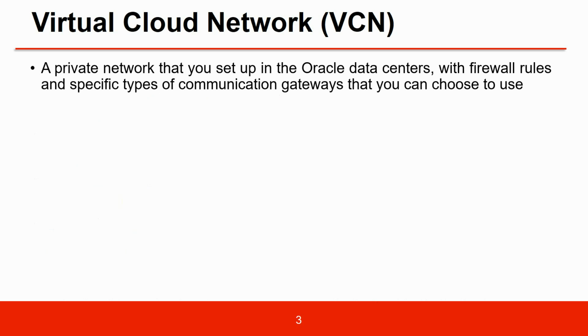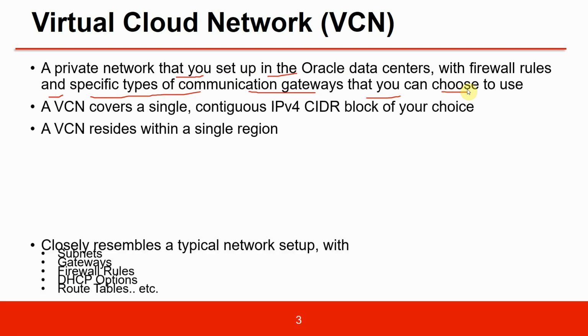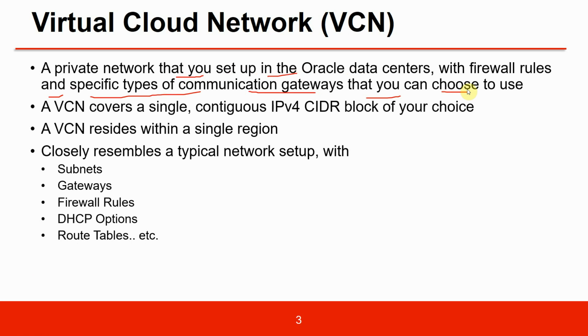Virtual cloud network, which we created. A virtual cloud network that you set up in the cloud data centers with firewall rules and specific types of communication gateways that you can choose to use. A VCN covers a single contiguous IPv4 CIDR block of your choice. A VCN resides within a single region, closely resembles a typical network setup with subnets, gateways, firewall rules, DHCP options, and route tables.